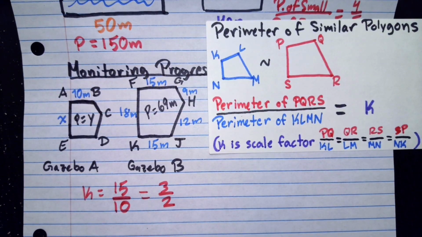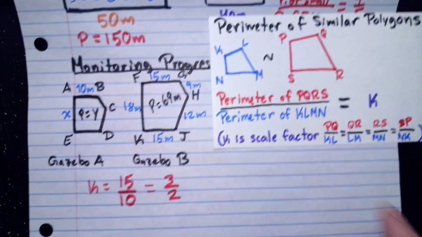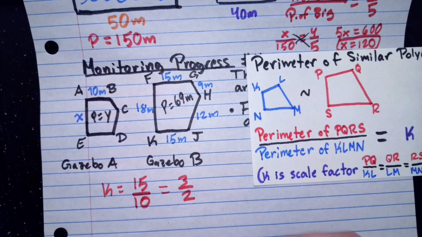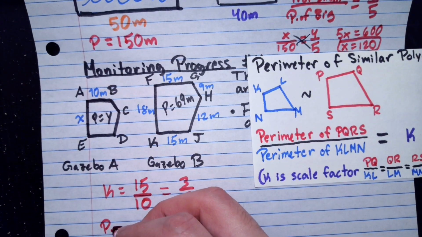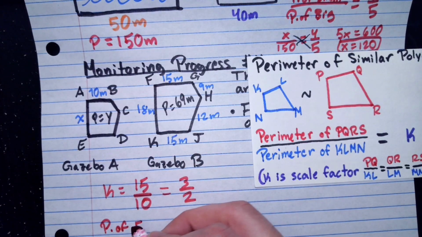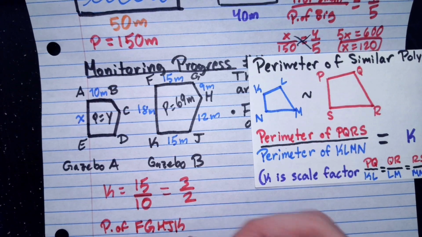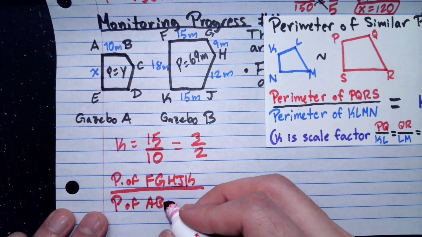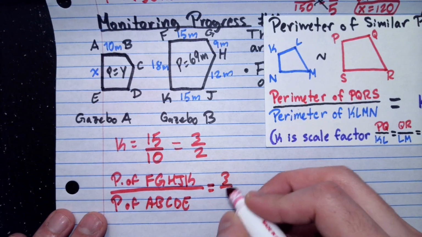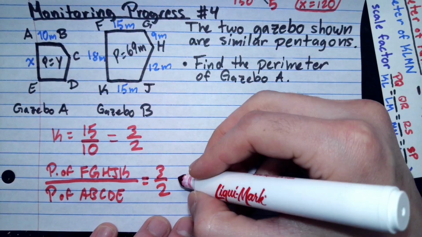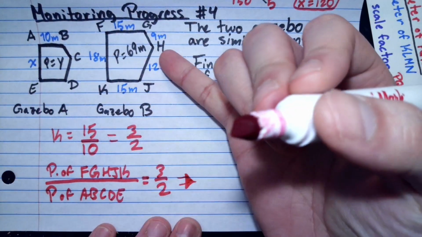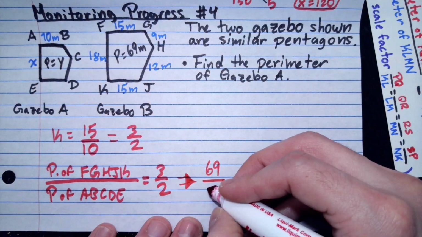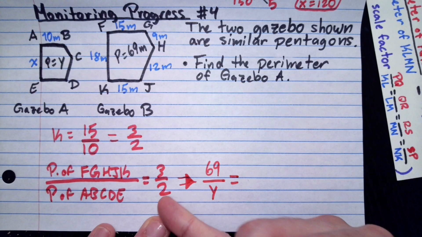Now what I got to do is find the ratio of my perimeters. So I'm going to do the perimeter of F, G, H, J, K, and we're going to divide that by the perimeter of A, B, C, D, E, and we're going to set that equal to 3/2. In other words, the perimeter of F, G, H, J, K is 69. We don't know what the perimeter of this is, so we're going to call it y. And this should be equal to the scale factor, which is 3 over 2.